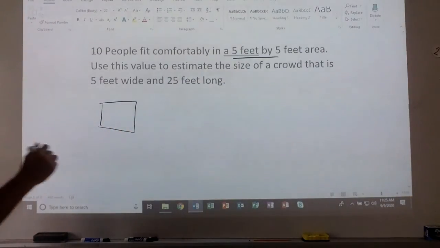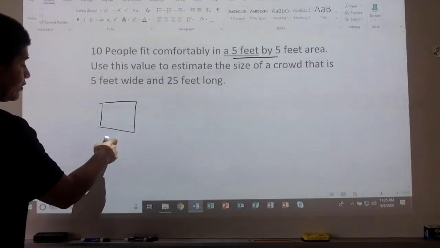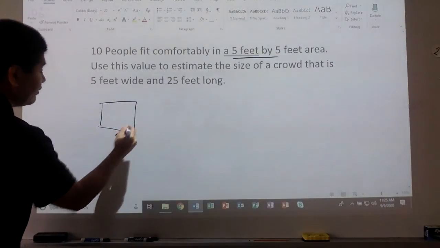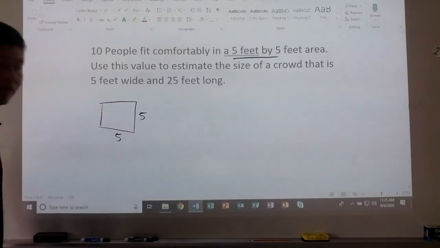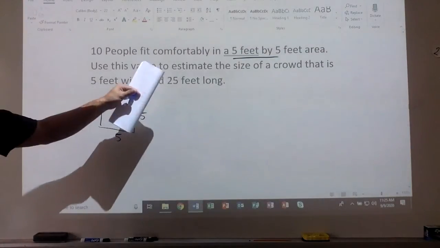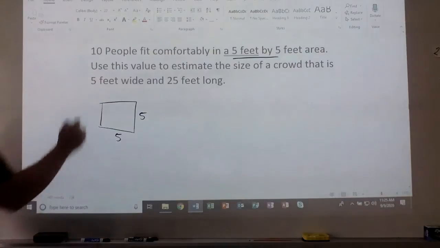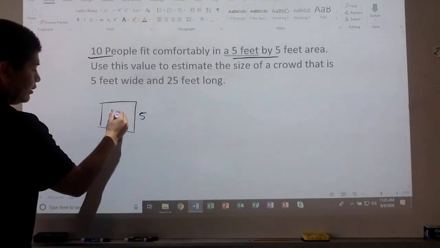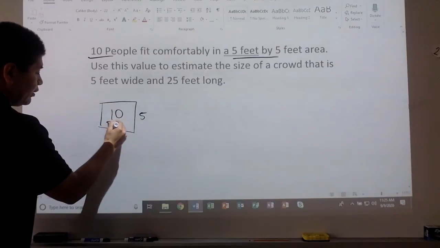So I'm gonna do this. I know the size of this square. I know it doesn't look like a square, but I try. So I know one side is 5, the other side 5. They have also told me how many people fit there. So I know how many people fit here. So 10 people fit here.